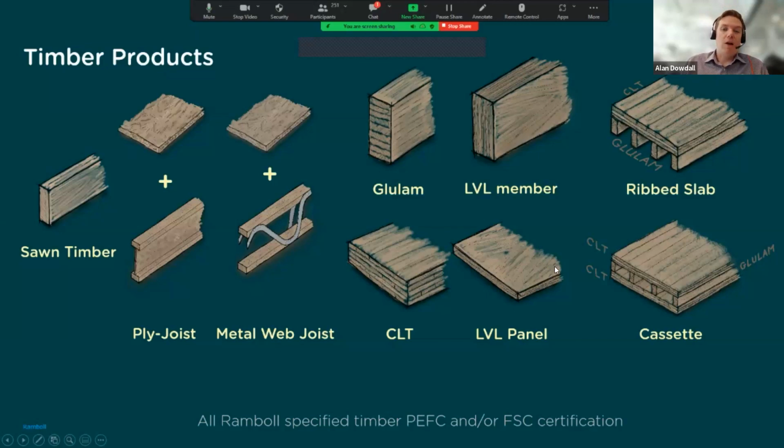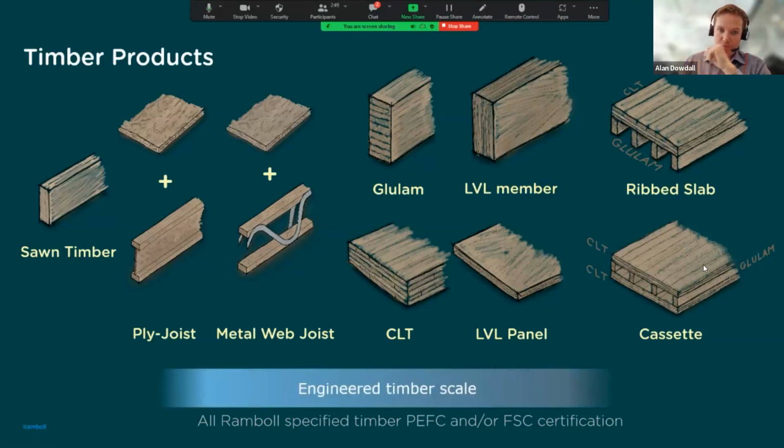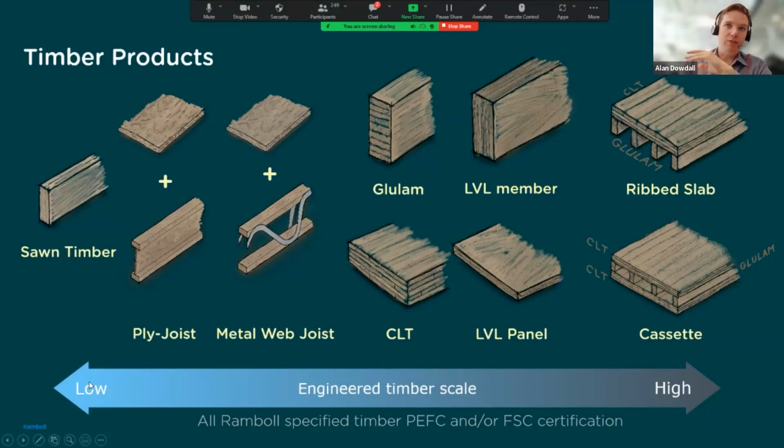There are a whole range of different timber products available in the market, from very simple sawn timber all the way up to highly engineered cassettes and combined types of mass timber products. In this image, the range of how engineered the product is starts off low on the left-hand side and gets much higher engineered as you move across. Consequently, the cost tends to get more expensive from left to right, but also the ability to do things with different types of buildings. The scale of the building can also get bigger as you move from left to right.